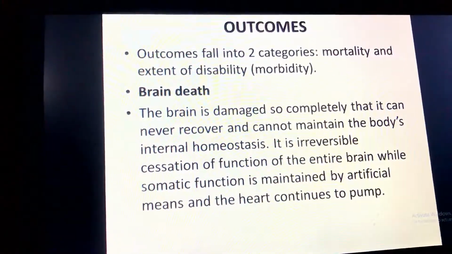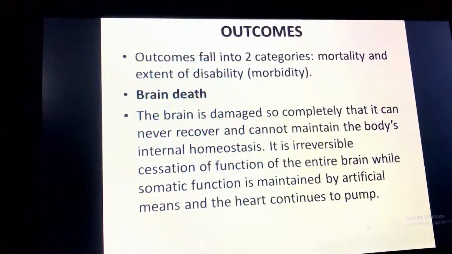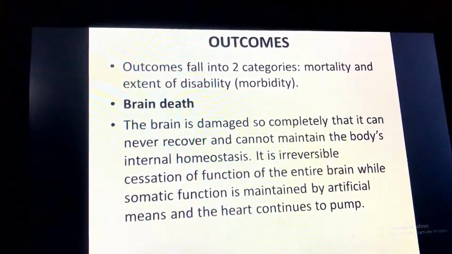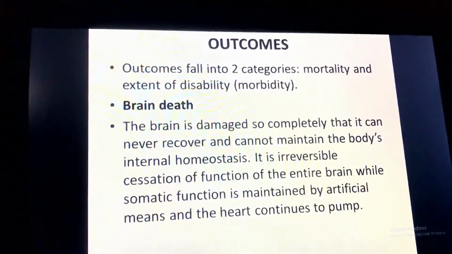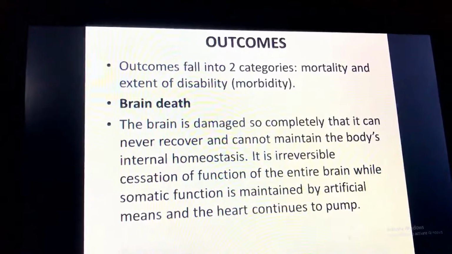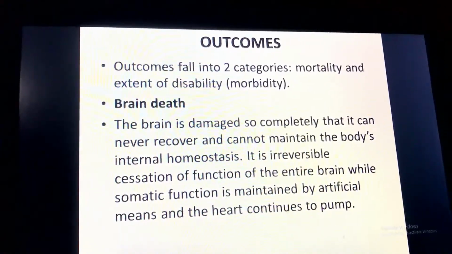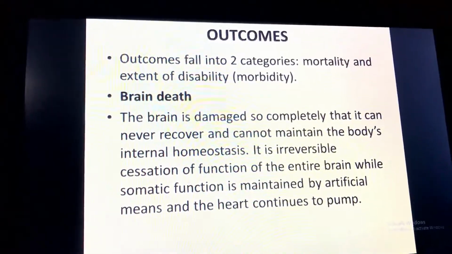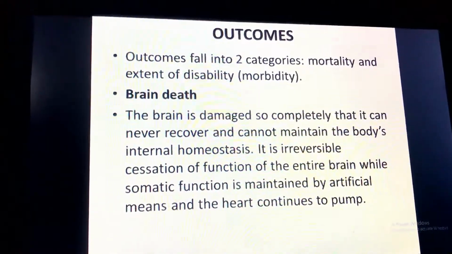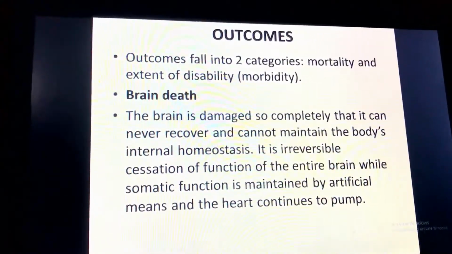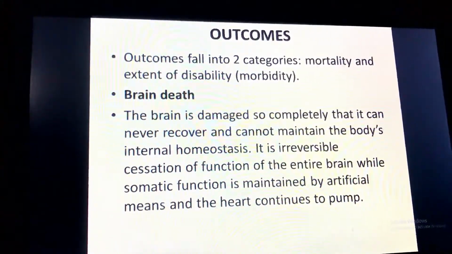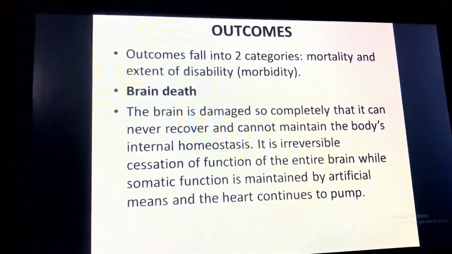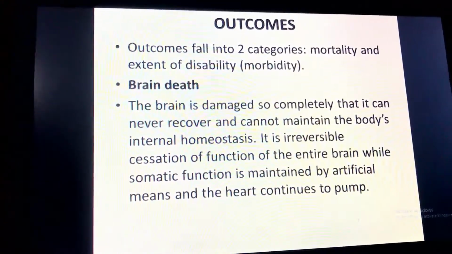We have brain death. The brain is damaged so completely that it can never recover and cannot maintain the body's internal homeostasis. It is irreversible cessation of function of the entire brain, while somatic function is maintained by artificial means and the heart continues to pump. Yeah, the brain can die. This is the death of the brain, but the heart continues to pump. It is an inability to maintain the body's internal homeostasis.